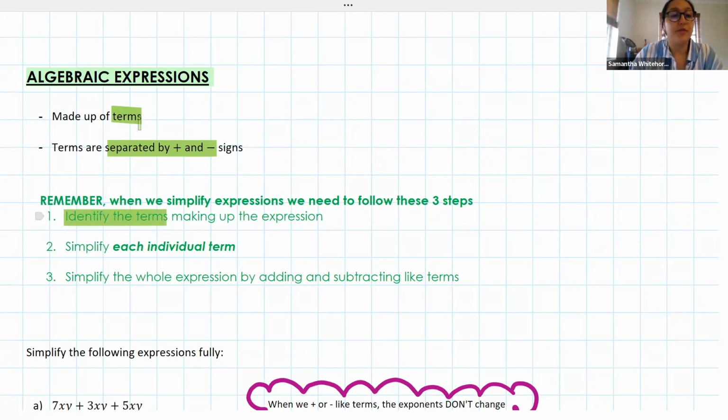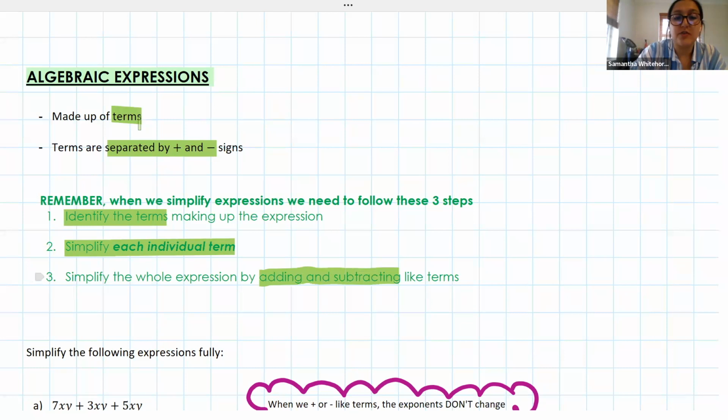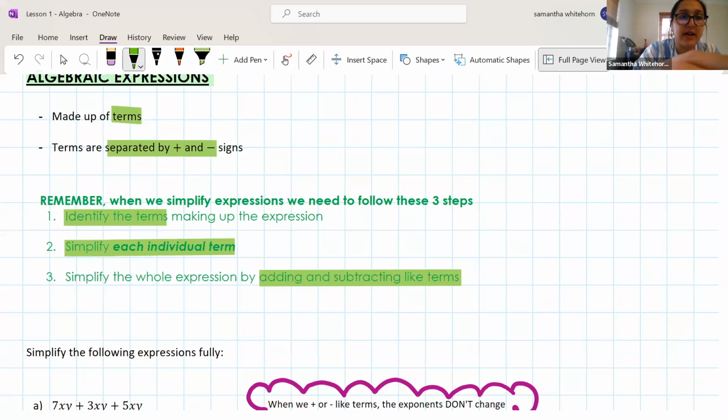Because like I said earlier, if we know what terms we're working with, we know what simplification steps we need to do. Once we know what terms we have, we need to simplify each individual term. And once we've simplified each of the terms making up our expression, we start then looking for like terms. Okay, and like terms, that's where we start to add and subtract our values.